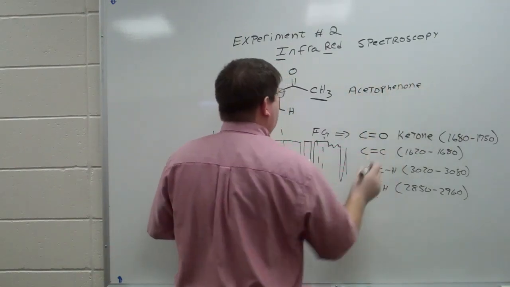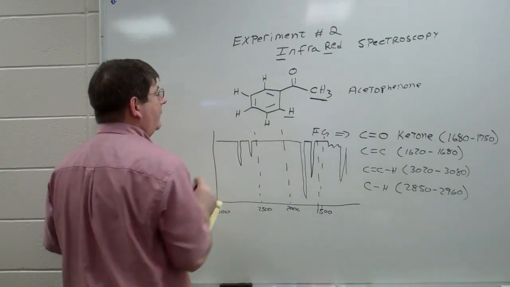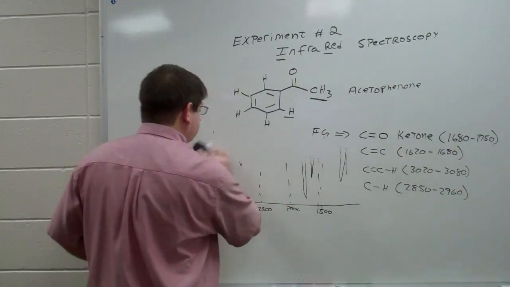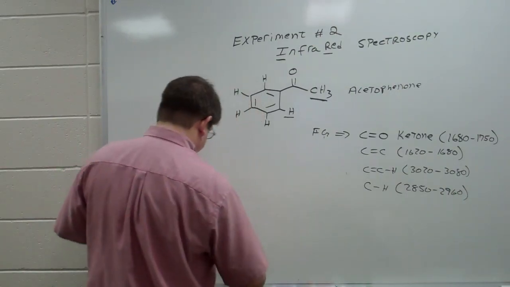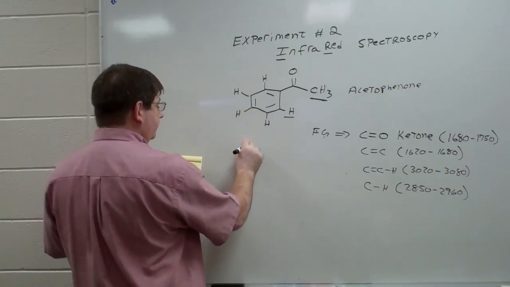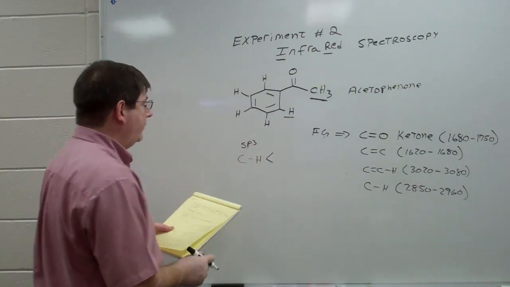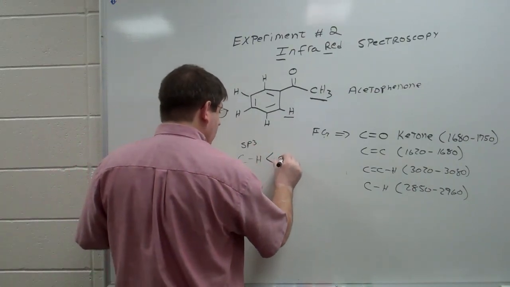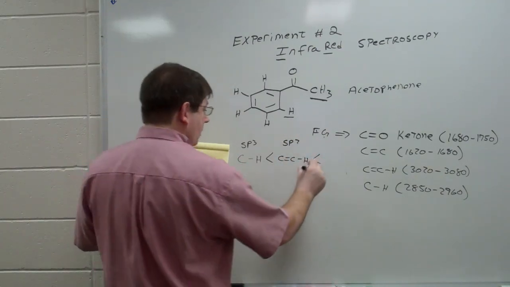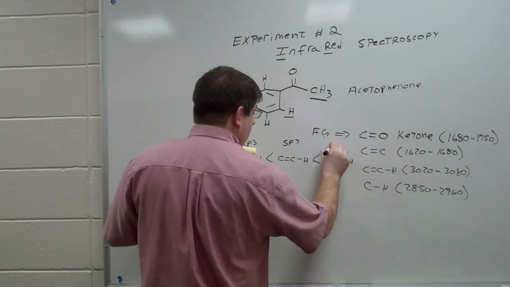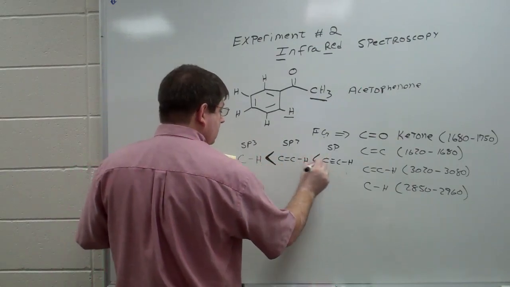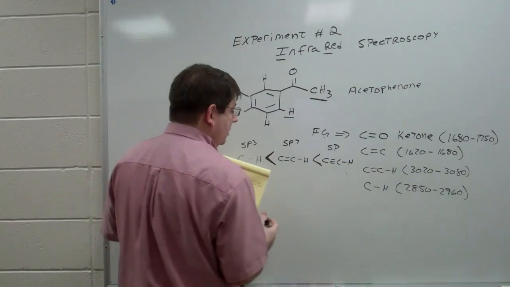Now, there's one important thing that I need to point out. Notice, again, we've got these two different flavors of CHs. And what you need to know is that they appear in this order. CHs in sp3 are going to appear at lower wave numbers than sp2 hydrogens. They're going to appear lower than sp hydrogen. So this is the order. sp3 CHs less than sp2 CHs less than sp CHs.